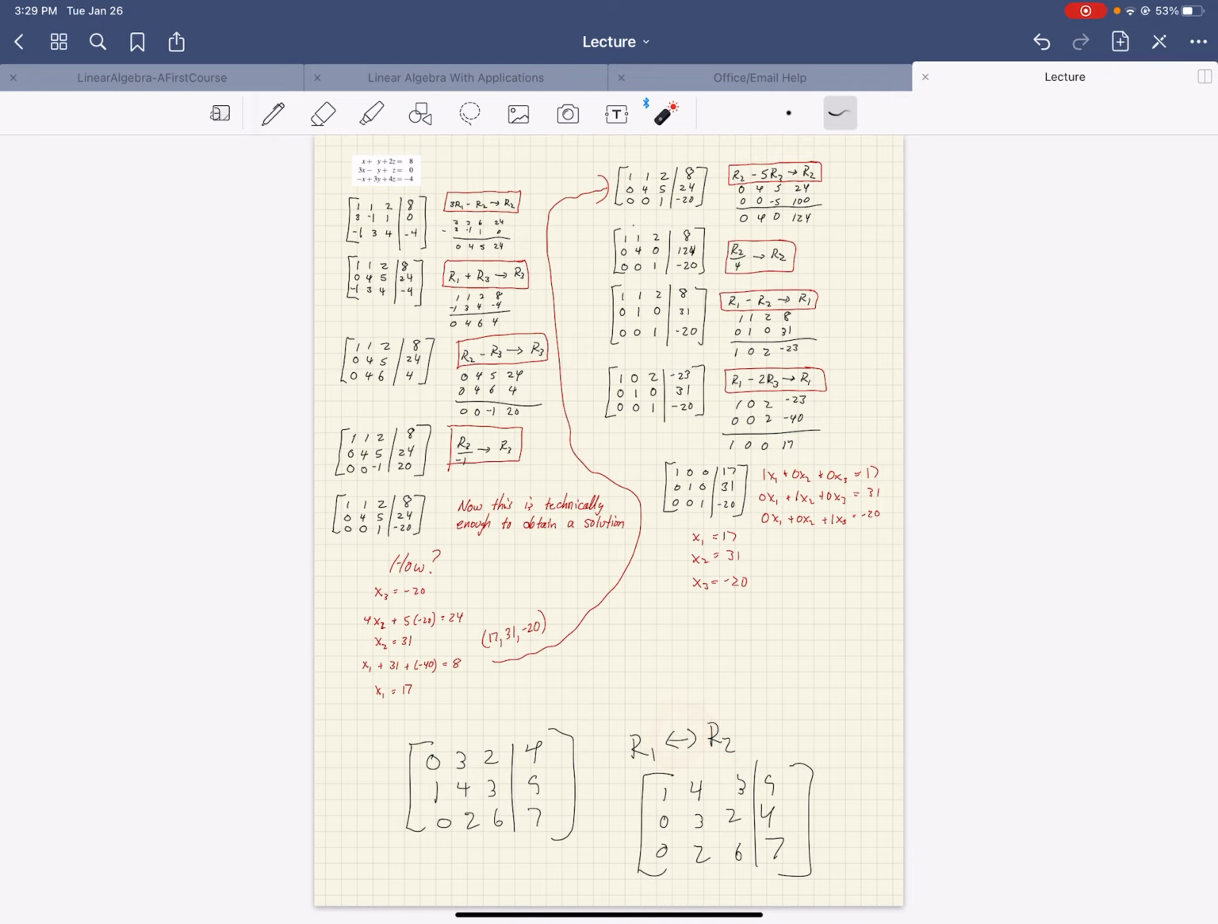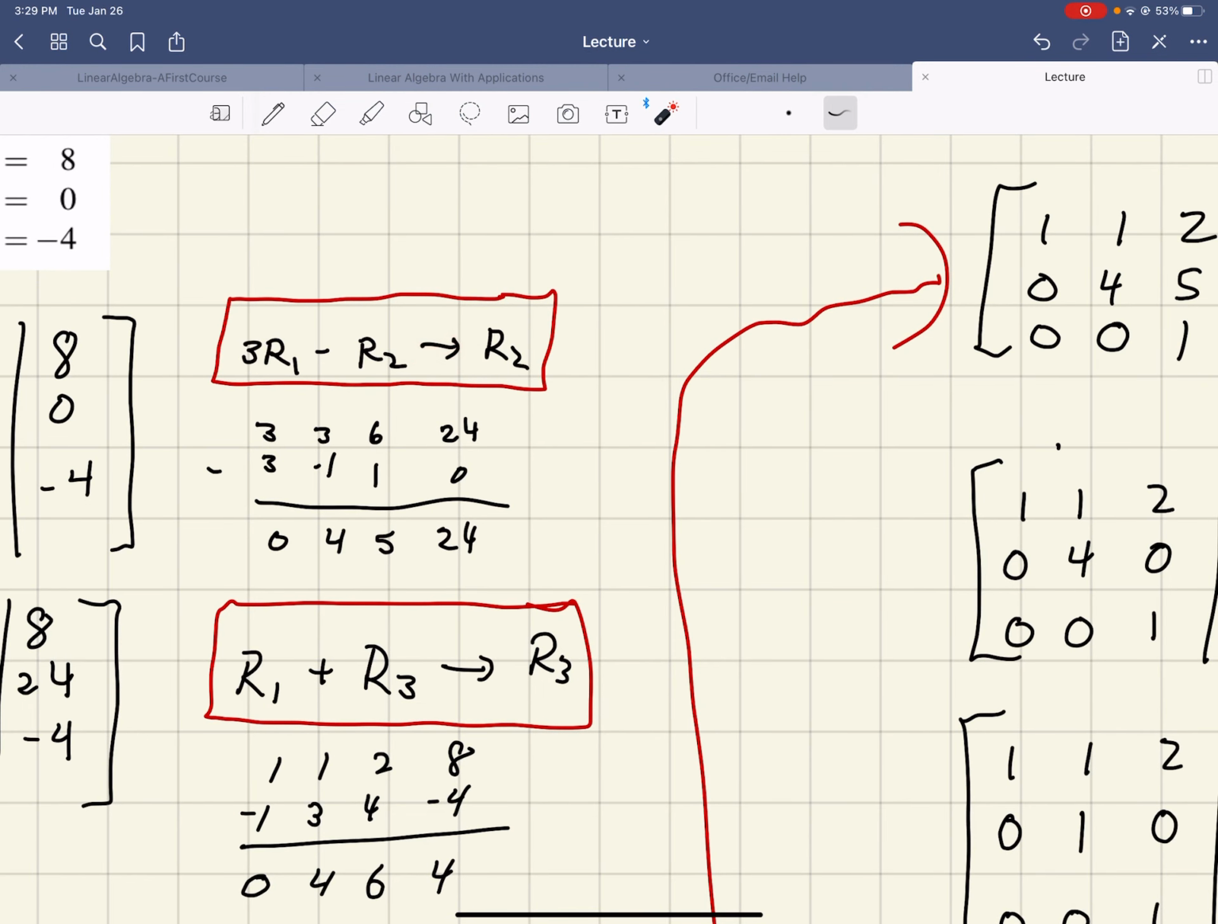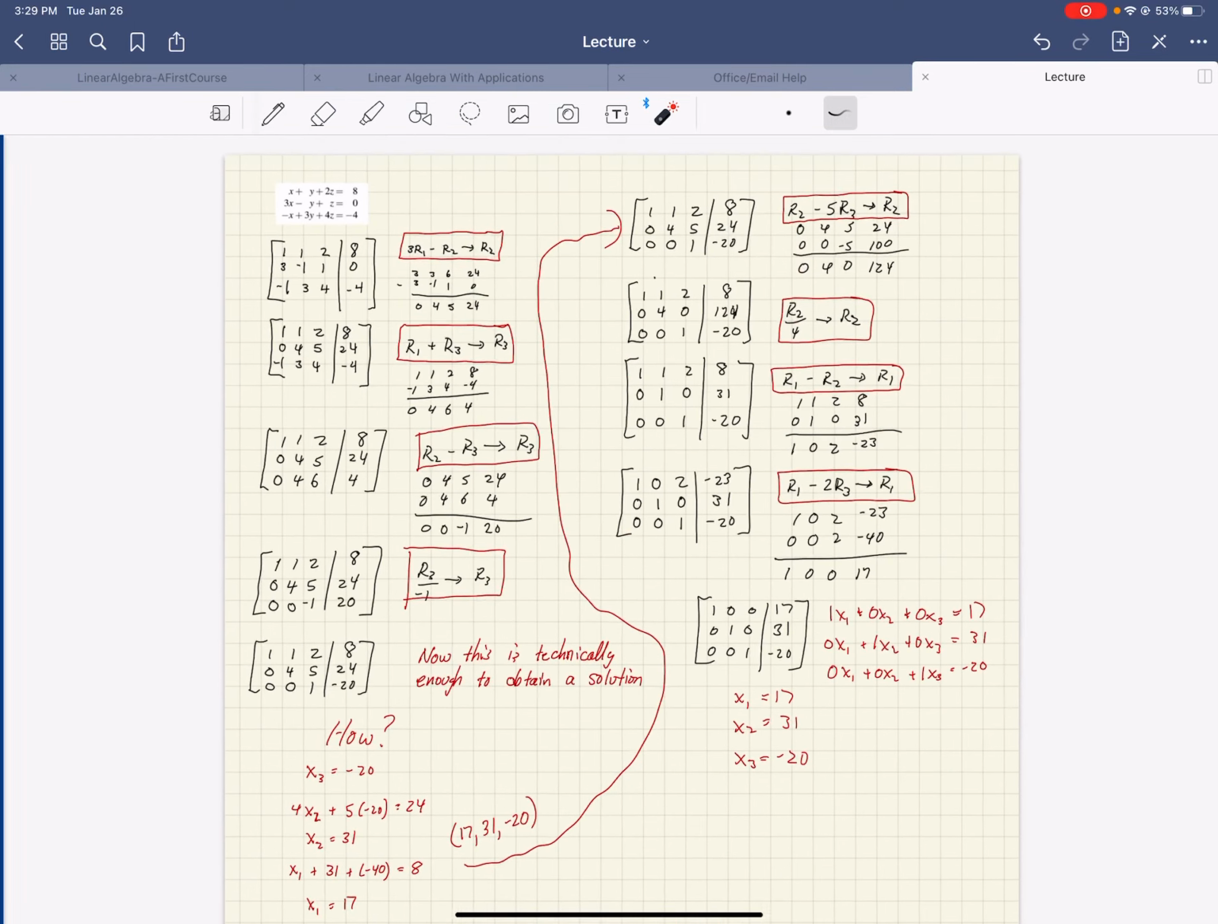So the double-sided arrow means back and forth, but the single arrow just kind of means store. Do that operation and store that into that row in the matrix. So I hope that's helpful.